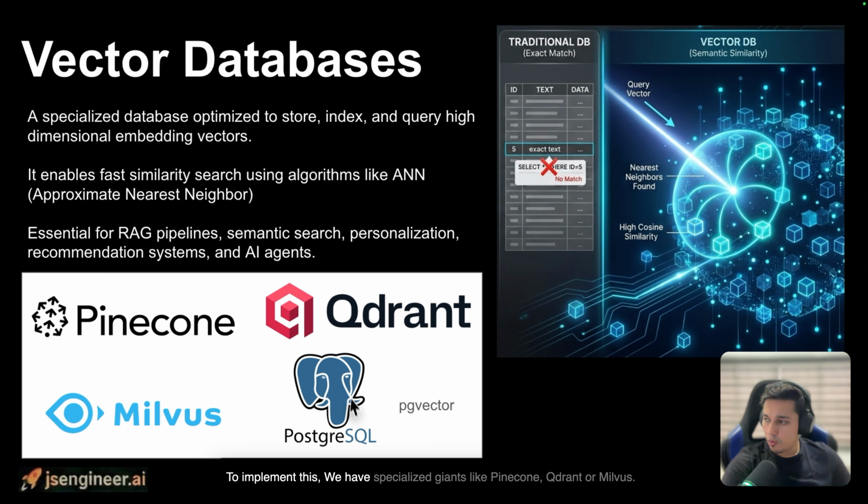To implement this, we have specialized giants like Pinecone, Qdrant, or Milvus. But for us, lovers of the JS stack, the start is usually PostgreSQL with pgvector, which allows us to unite our relational data with the power of AI in the same place.